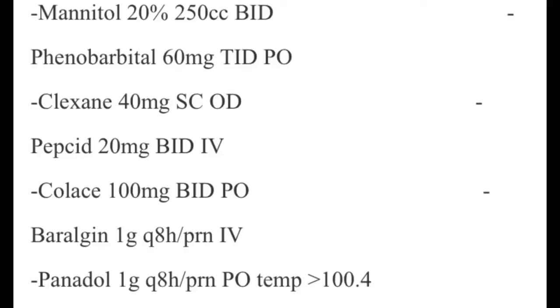The patient's recent drug order goes as follows: mannitol 20%, 250 cc's twice daily, Clexane 40 milligrams subcut once daily, Colace 100 milligrams twice daily per oral, Panadol 1 gram every 8 hours or as needed for temperature 100.4 or greater, phenobarbital 60 milligrams 3 times a day per oral, Pepcid 20 milligrams twice a day IV, and Baralgin 1 gram every 8 hours or as needed IV.